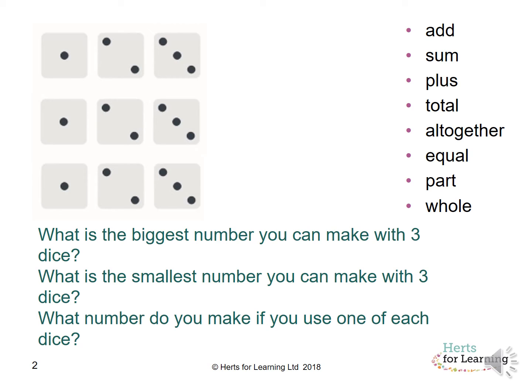Right, last question on the board. What number do you make if you use 1 of each dice? So if we were to add together 1 of each dice, what total would we get? What would that equal? So we need a 1, we need a 2, and we need a 3, and if we add them together, we get 6. So 6 is the number that you make if you use 1 of each dice.